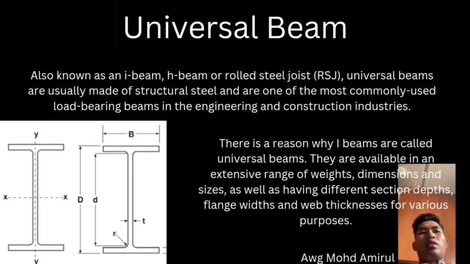There is a reason why I-beams are called universal beams. They are available in an extensive range of weights, dimensions, and sizes, as well as having different section depth, length, width, and web thickness for various purposes.